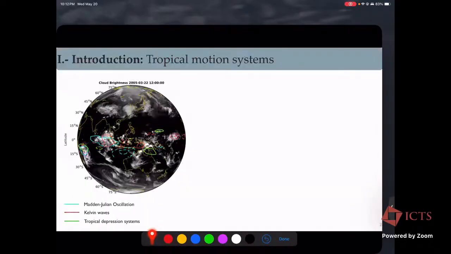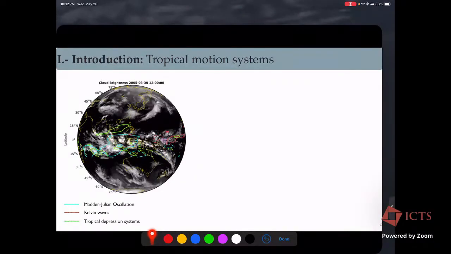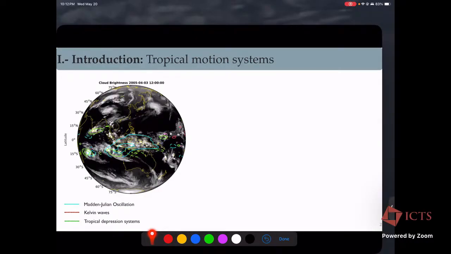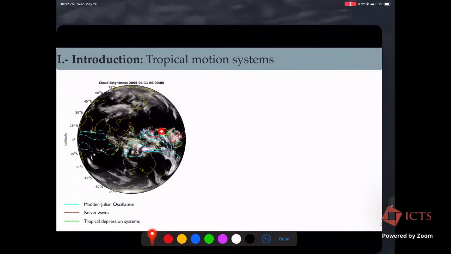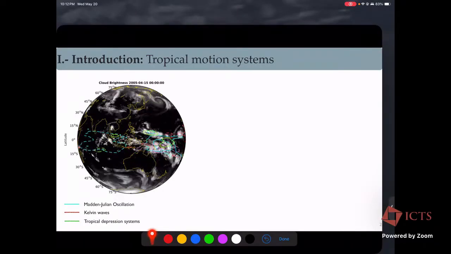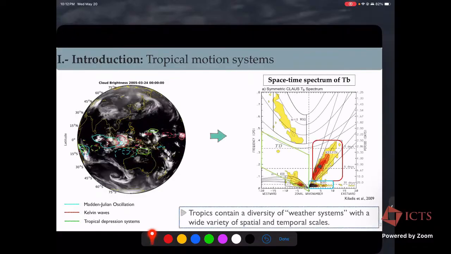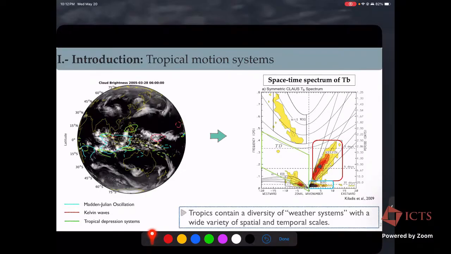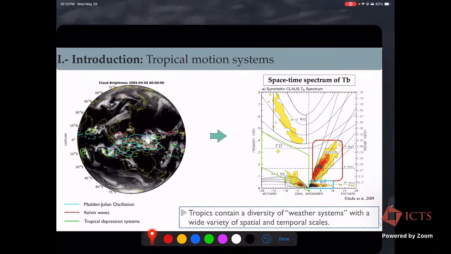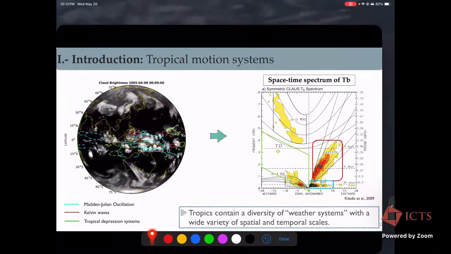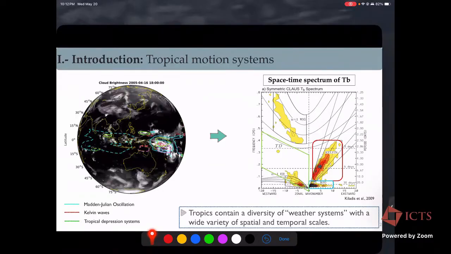Okay, I'm going to start off showing this animation of brightness temperature, which is commonly used as a proxy of convection. When you first look at this animation, you probably see that the convective organization of the tropics is apparently chaotic. But this is because the tropics contain a diversity of weather systems with a wide variety of spatial and temporal time scales. I show it in this space-time spectrum of the brightness temperature, the same used in this animation.